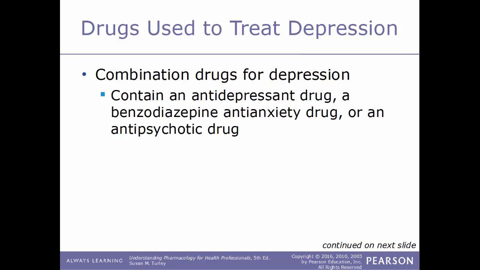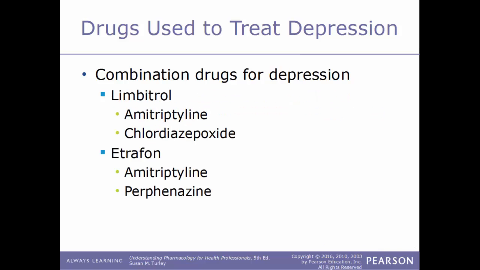Now, also available to treat depression are combination drugs, and these will contain an antidepressant, a benzodiazepine anti-anxiety drug, or an antipsychotic drug. Some examples of these: the drug Limbitrol, which is a combination of amitriptyline and chlordiazepoxide; Etrifon, which is a combination of amitriptyline and perphenazine.